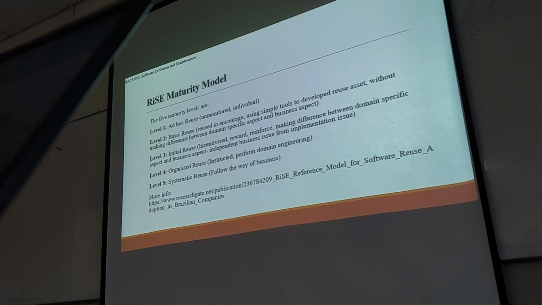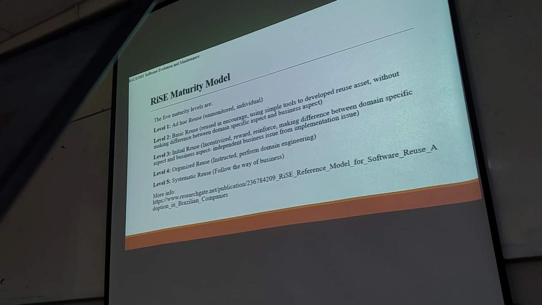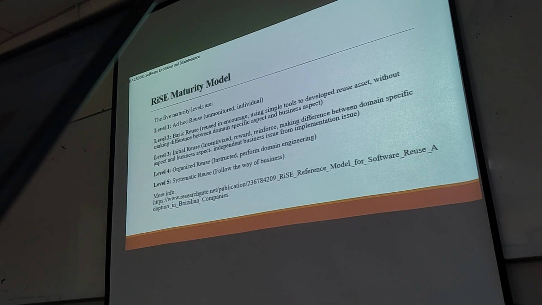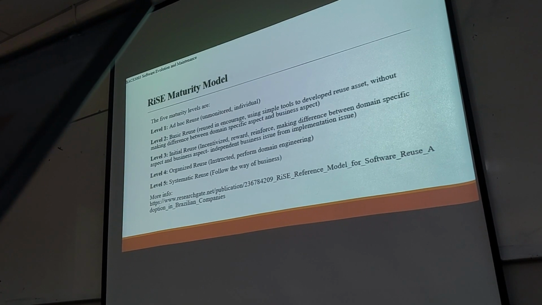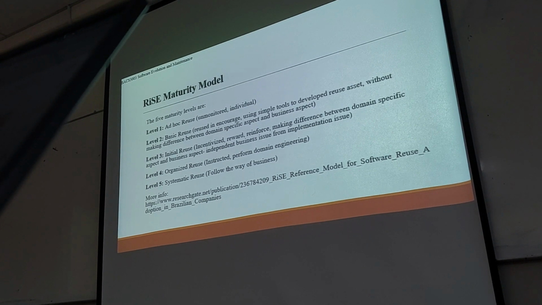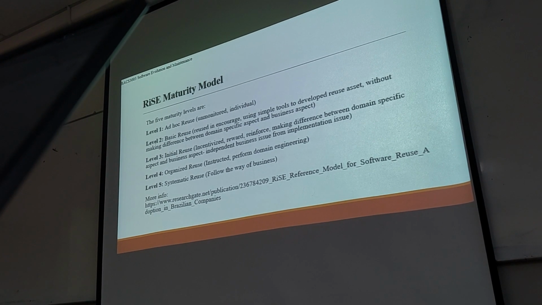Level 5, systematic reuse. Here the organization, the process, the goals, and the policy are all involved, and reuse follows how the business is being done. So these are the 5 levels. Definitely level 5 is the highest level.